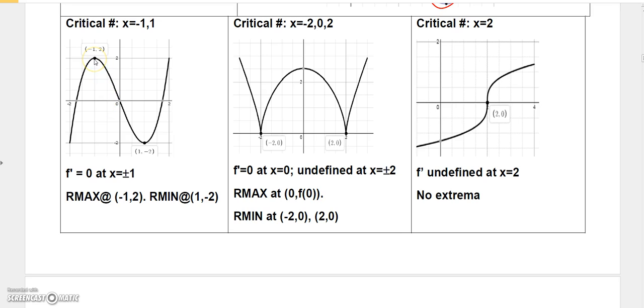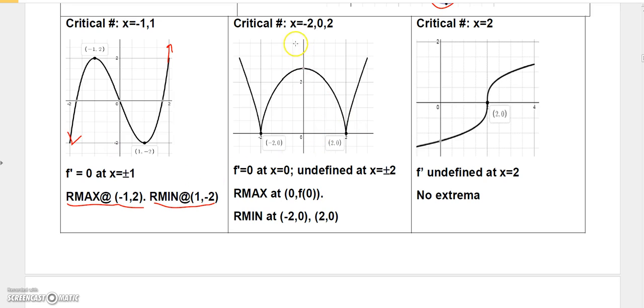And also notice that you get what's called a relative max. In other words, the maximum in this neighborhood, you get a relative maximum at -1, 2, and then you get a relative minimum here at 1, -2. So these are relative extrema. Now on these graphs, you know, it does continue on in each direction.